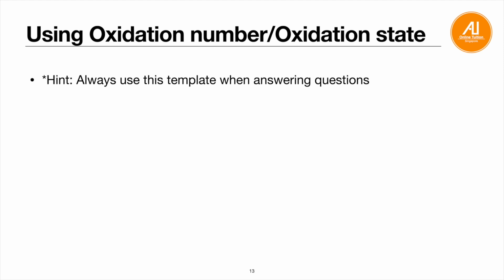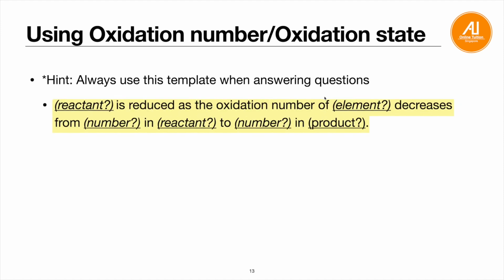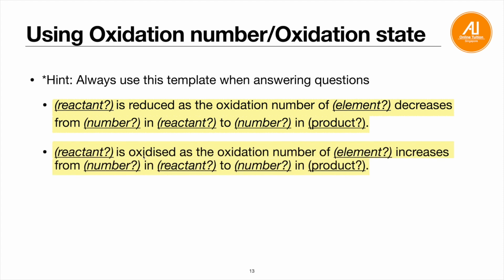Alright, a hint for oxidation number: always use this template when answering questions. I wrote down the template for you already, so you already saw how we used it just now. The reactant is reduced as the oxidation number of which element decreases. Because it's reduced, it decreases. The oxidation number must decrease from what number in which reactant to what number in which product.